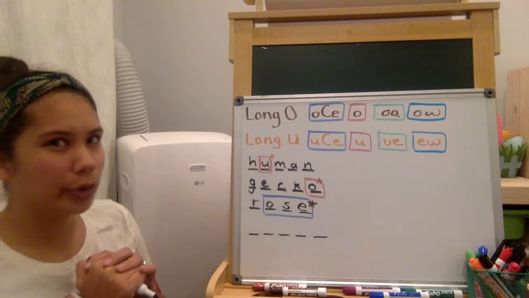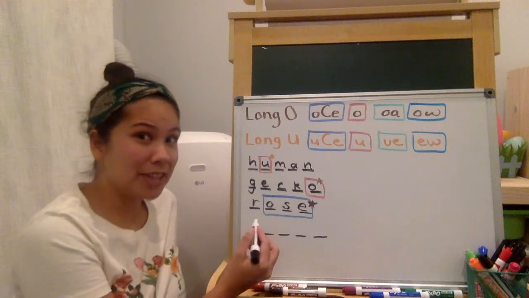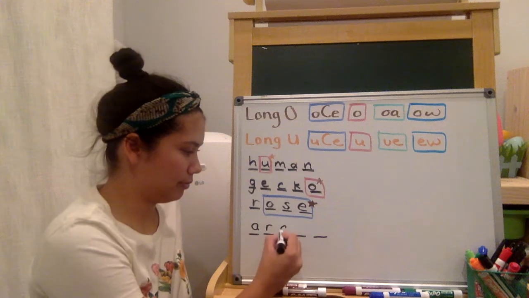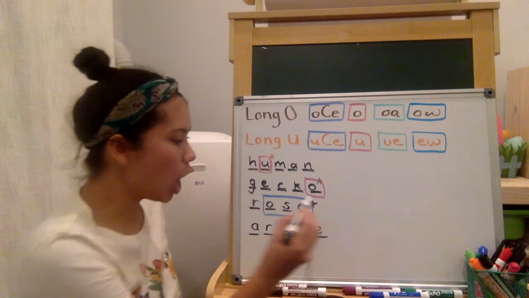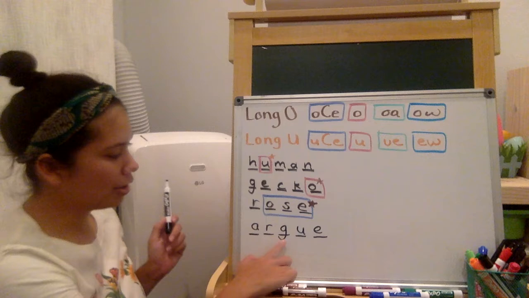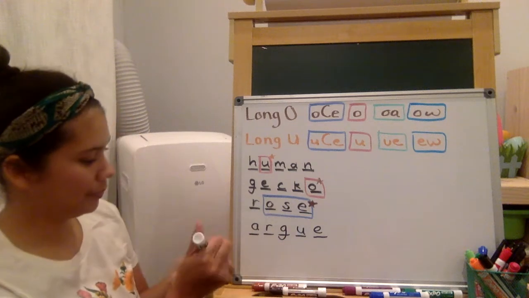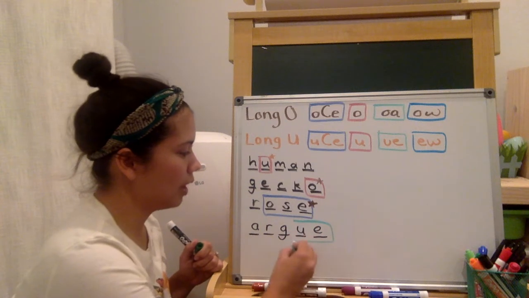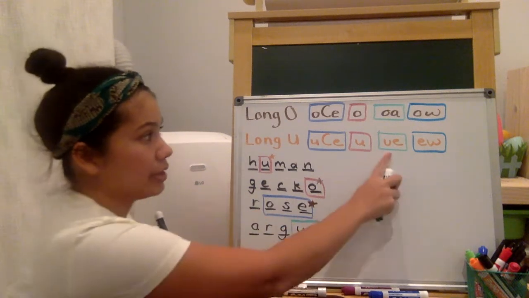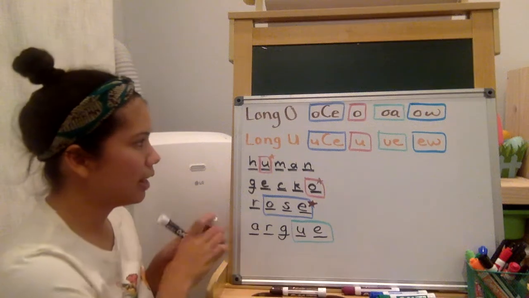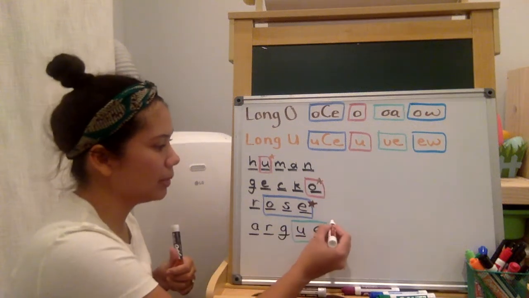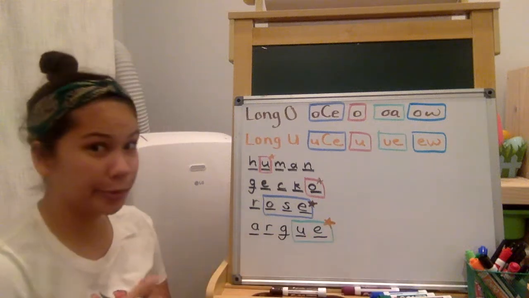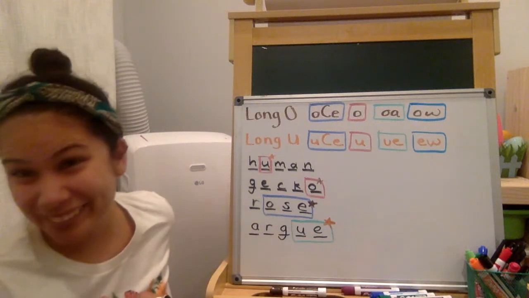Do you hear an O or a U? Pause if you need time to think. Argue. A-R-G-U-E. I'm just going to go ahead and circle or box that U-E spelling pattern. And I'm going to put a star in that light brown color because this was a long U. Are you ready for the next one?